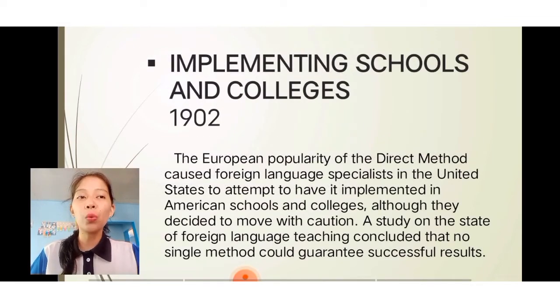Implementing in schools and colleges. The European popularity of the direct method caused foreign language specialists in the United States to attempt to have it implemented in American schools and colleges, although they decided to move with caution. A study on the state of foreign language teaching concluded that no single method could guarantee successful results.